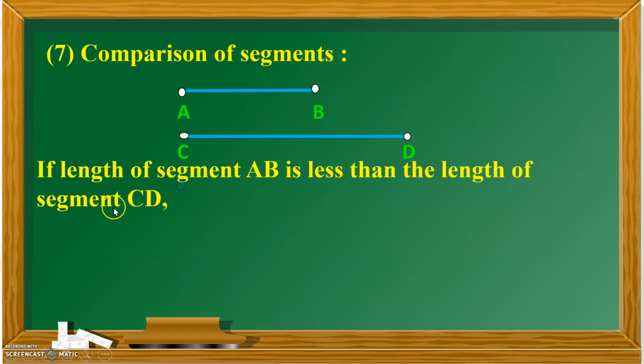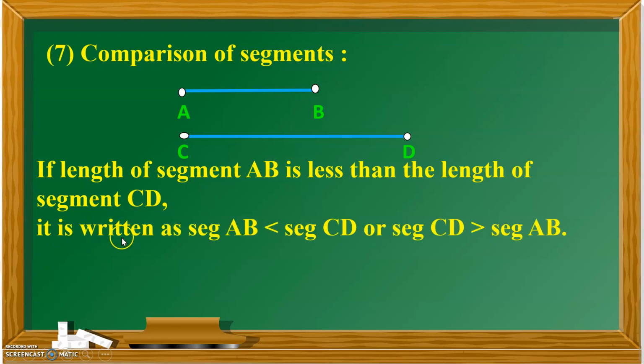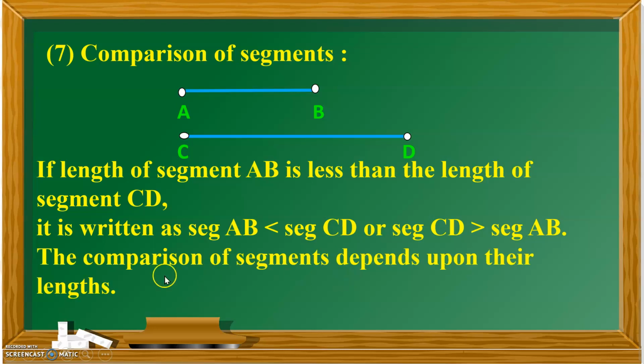Okay, so we can write this: if length of segment AB is less than length of segment CD, then it is written as segment AB is less than segment CD, or segment CD is greater than segment AB. Clear, students? The comparison of segments depends upon their lengths. If the length is more, it is said to be greater. If the length is small, it is said to be smaller than the other one.